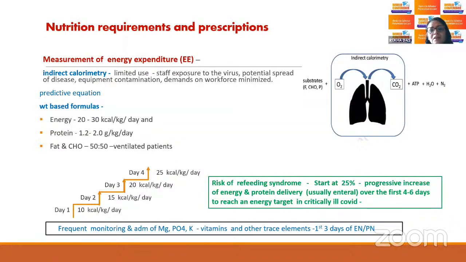And then you progressively increase the energy and protein delivery over the first 4 to 6 days to reach a final energy target, which in critically ill patients is usually 80% of the total requirement. And continuously or frequently monitor the levels of magnesium, phosphate, and potassium, because there is a likelihood of having a low level of these and complications related to this. And remember to administer vitamin and trace element in the first 3 days of enteral or parenteral nutrition.